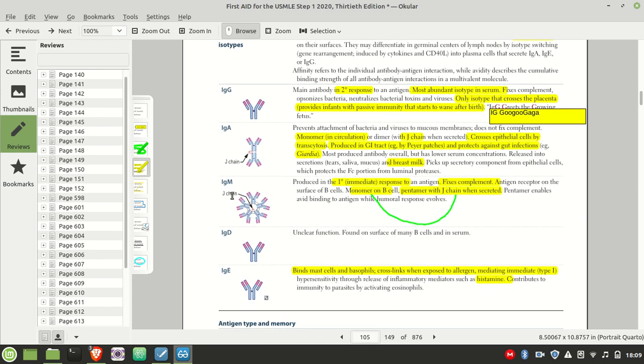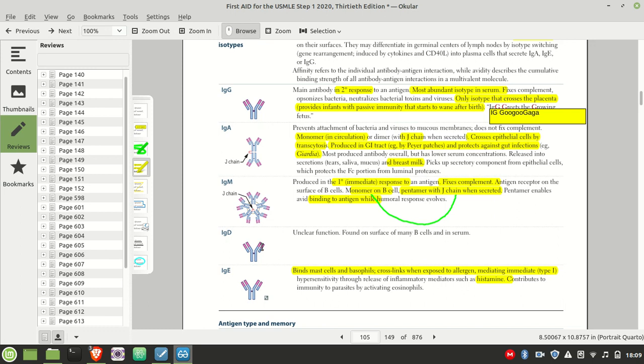Alright. IgM. Haha. B cell monomer, J chain pentamer. Why? What's the point of having this pentamer? Well, look right here. Look at how many times you can bind to an antigen while everything's developing. You can bind a zillion times.